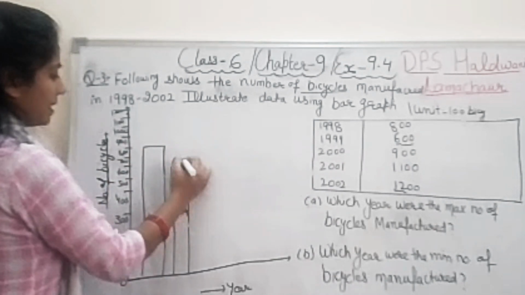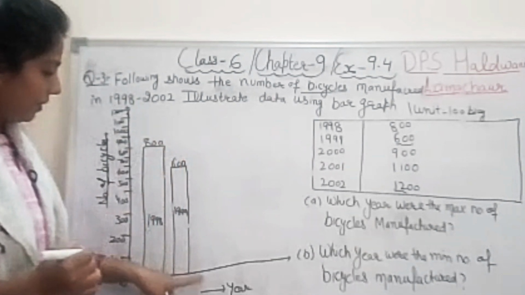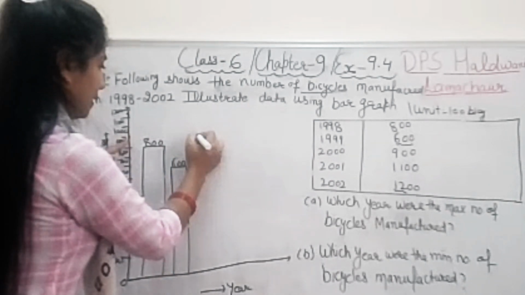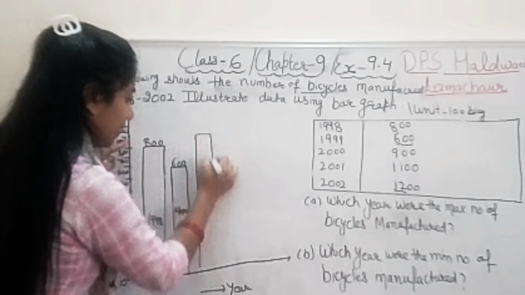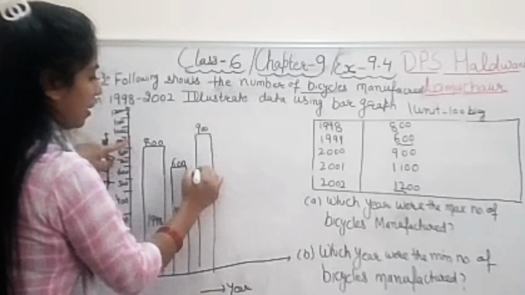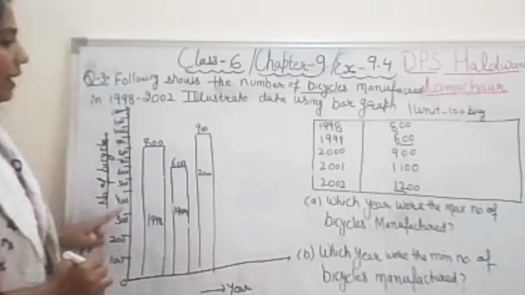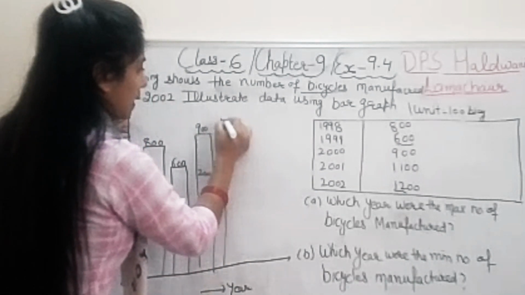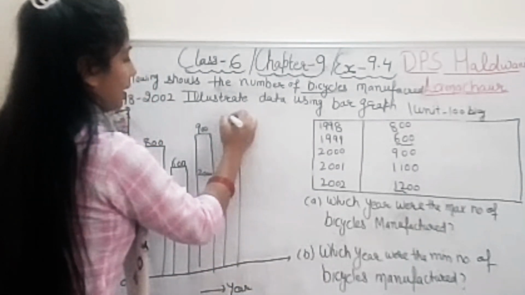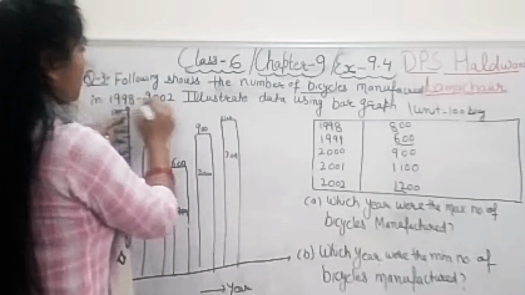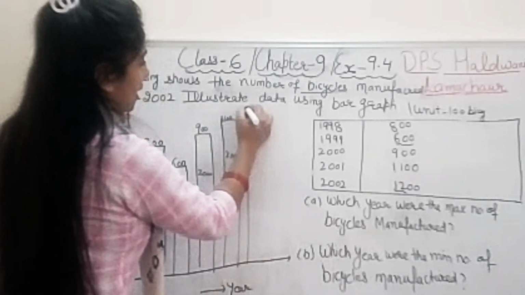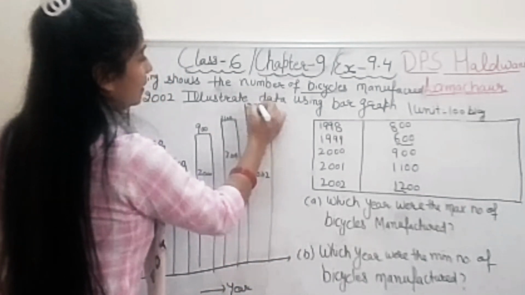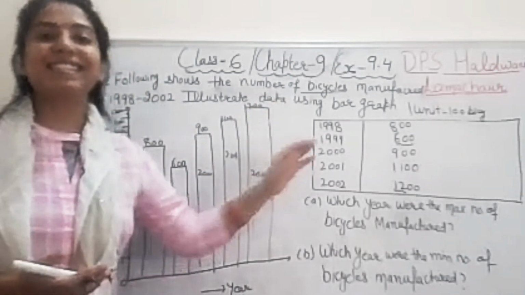Right? Above also you can write 600, 800. And after that 2000 is 900. Where is 900? Here is 900. So 900 will be 2000. Right, student? Then 2001, 1100. Here is 1100. So it is 1100, 2001, and 1200 is 2002. That's it, student. 1200. So this is the bar graph for this table.